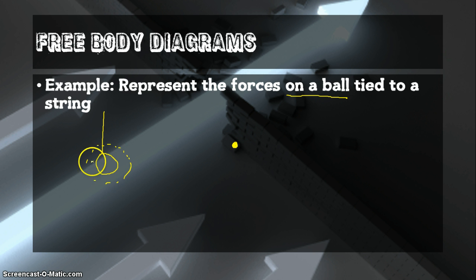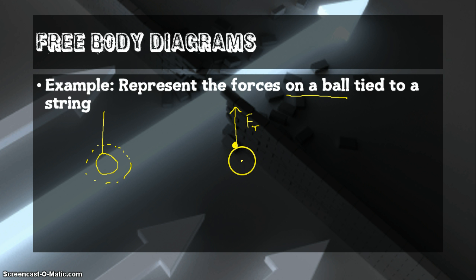And then you have to consider everything. First, the contact force is everything touching that ball. Obviously, you have the string. So the string is pulling the ball upward. Any time we have a string or a chain or a rope, that force is going to be a tension force. So I'm going to label that force of tension.